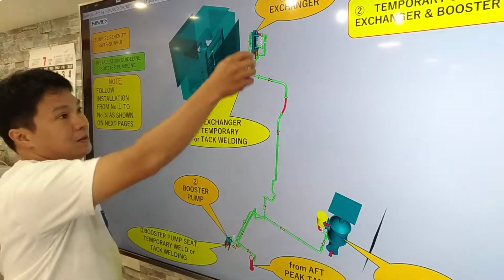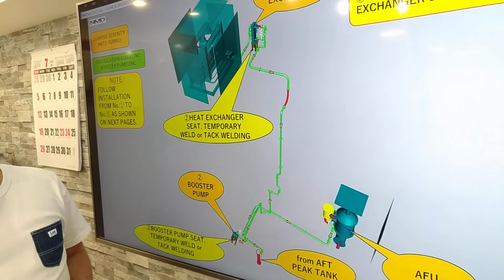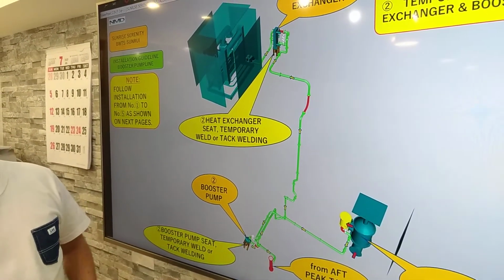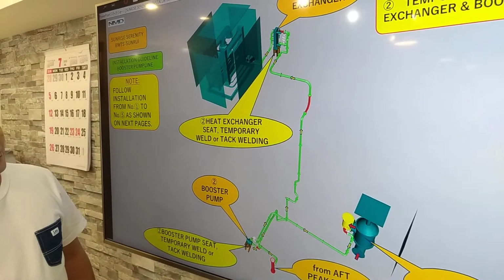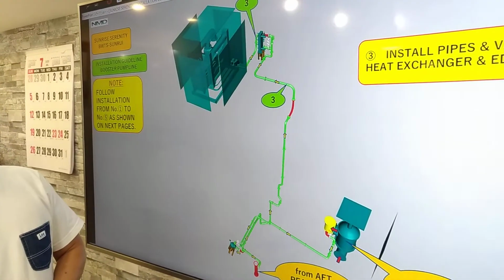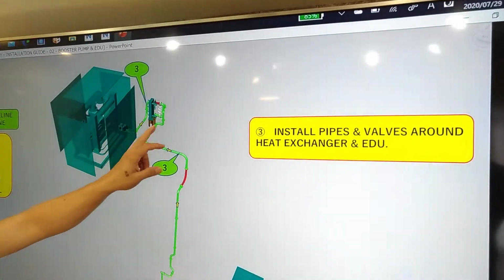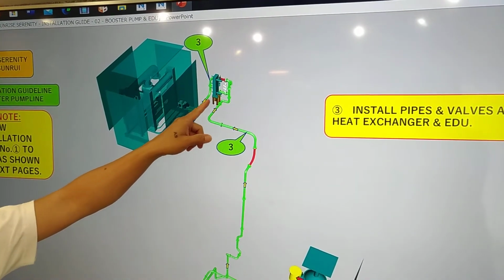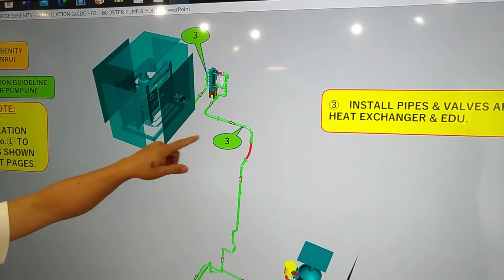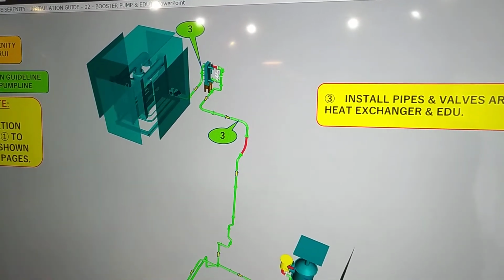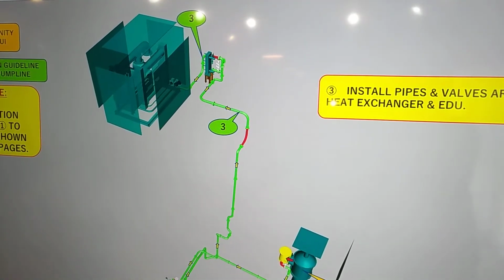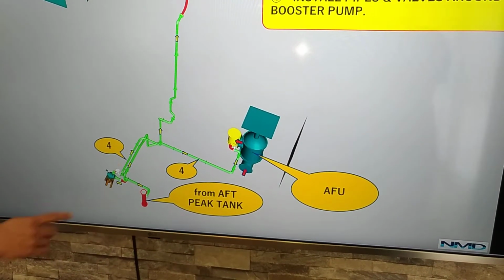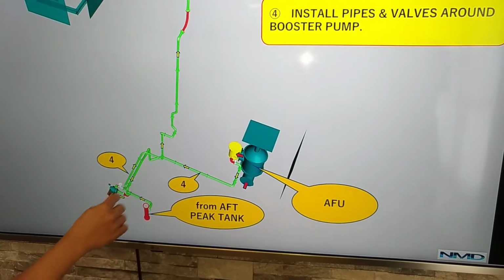After adjusting the pipes, we can weld the heat exchanger seat and the booster pump seat, but only temporarily. Third, after we install the heat exchanger seat and heat exchanger temporarily, we install the pipe near the heat exchanger. Next, we install the pipes near the booster pump, going from your EFE also.